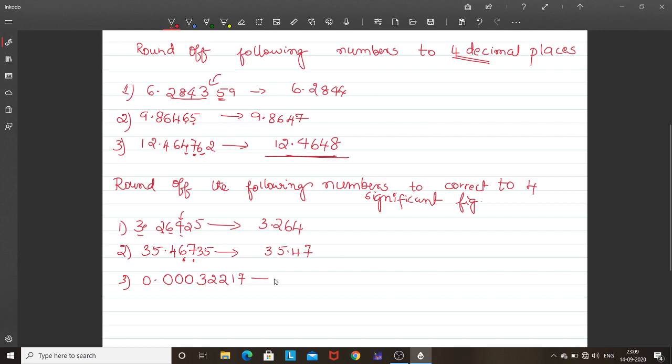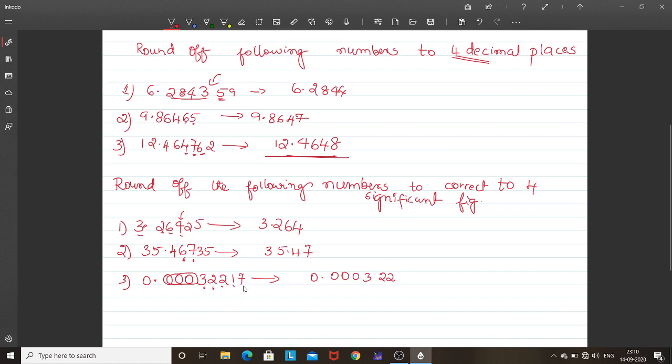0.00032217. Now you should be extra careful in this problem. We are not taking any zeros here because we will not consider these as significant figures. They only help us to fix the decimal places. Look here. The first significant, second, third, fourth. I can write the first 3 without any fear. 0.00322.